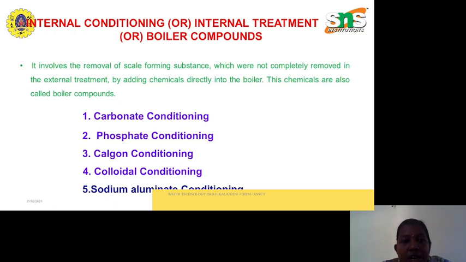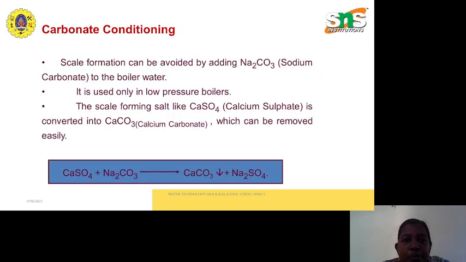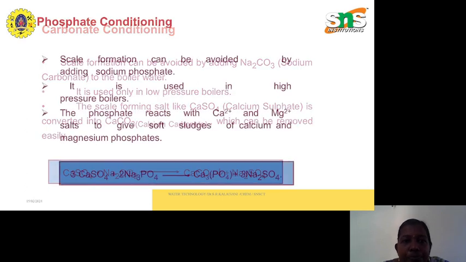First one is carbonate conditioning, phosphate conditioning, calgon conditioning, colloidal conditioning, sodium aluminate conditioning. First one, carbonate conditioning. Scale formation can be avoided by adding sodium carbonate into the boiler water. It is used only in low pressure boilers. The scale forming salts like calcium sulfate is converted into calcium carbonate, which can be removed easily.